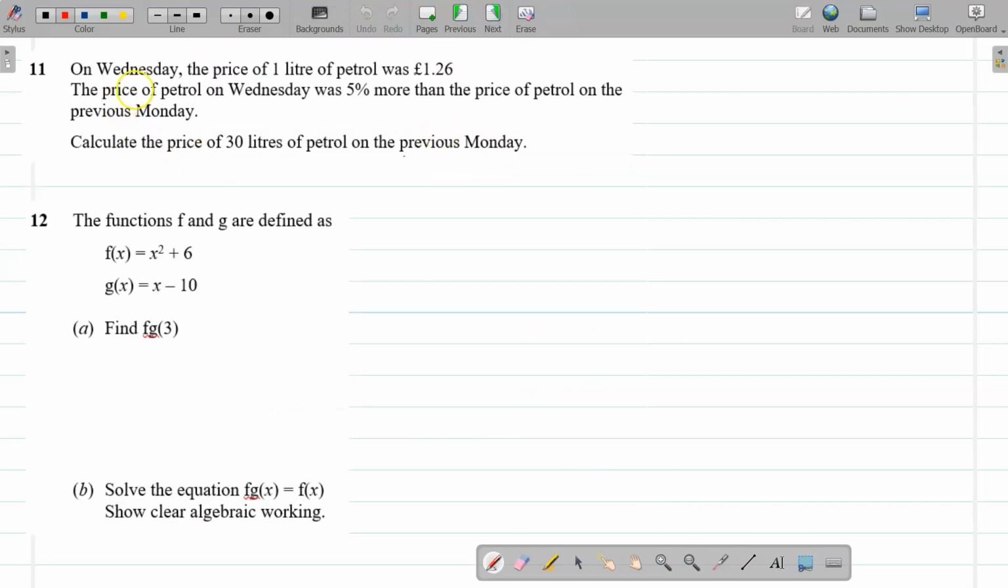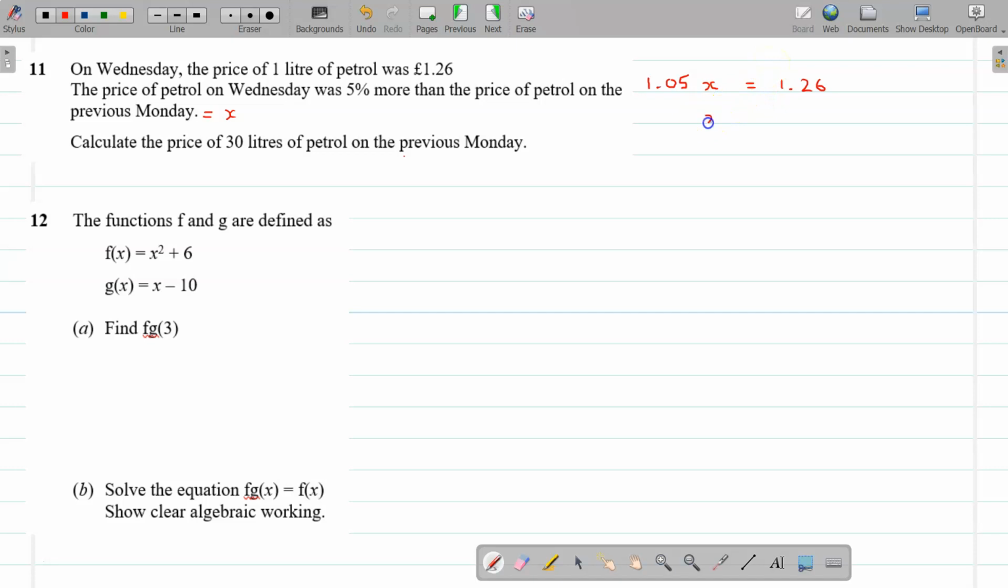Next, number 11. On Wednesday the price of 1 litre of petrol was £1.26. That was an increase of 5% of what it was the previous Monday. I'm going to call that value x. So if the original price was x, and I increased it by 5%, then I multiplied it by 1.05. And that gave me £1.26. That was the Wednesday price.